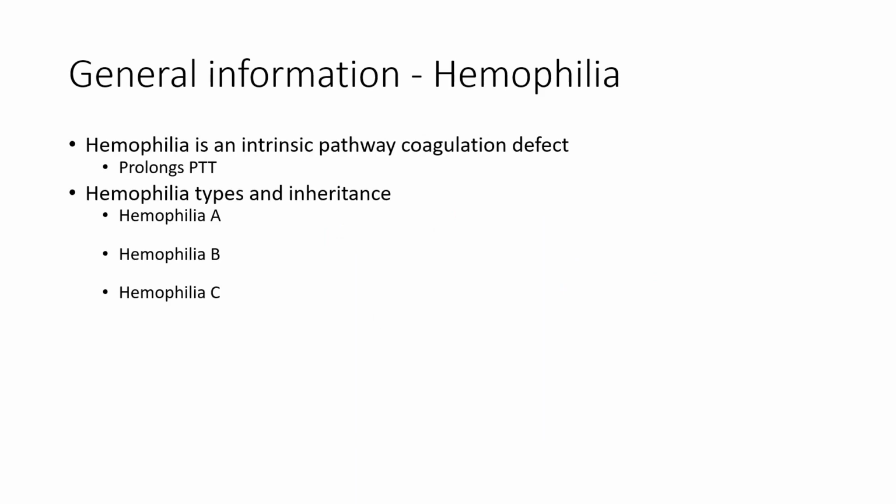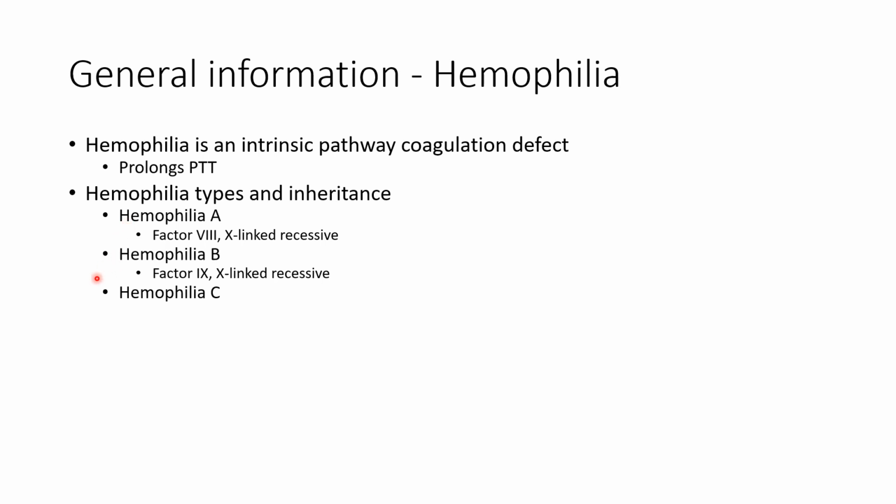Okay, so some general information about hemophilia. Like we just saw, it's an intrinsic pathway coagulation defect that prolongs the PTT. The types and inheritance. Hemophilia A, the deficient factor, what is it? It's 8, and it's an X-linked recessive disease. Hemophilia B, what's the defective factor? That's 9, and it's an X-linked recessive disease as well. So if a woman has one copy of these genes, does she have hemophilia? No, because it's recessive. A woman would need 2 copies for it to be clinically detectable.